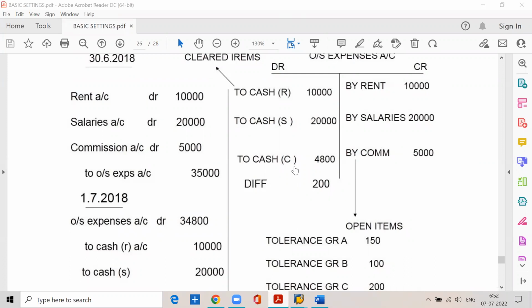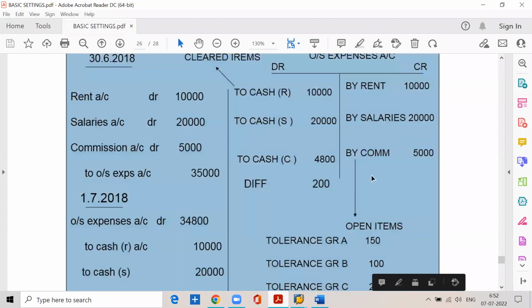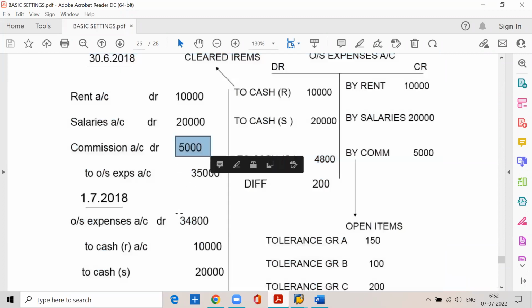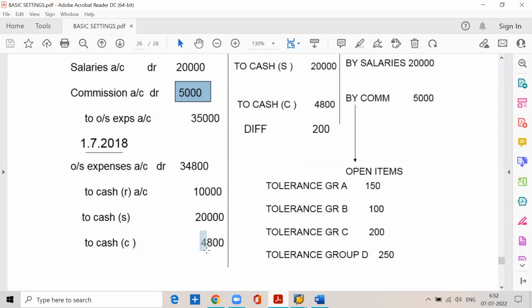See, both are correct, but it depends upon the reason for this difference. Whether this difference of 200 rupees is to be transferred to P&L account as profit, or it is to be displayed as liability, depends upon the reason for this difference. I will tell you two reasons. Here, actually, we have provided commission of 5,000 rupees, right? But we paid only 4,800 rupees. Why? I will tell you two reasons.